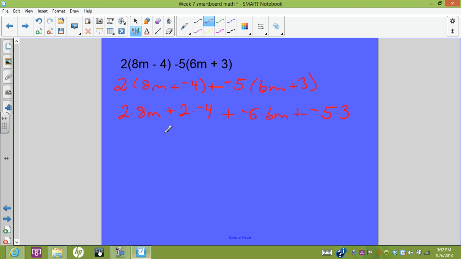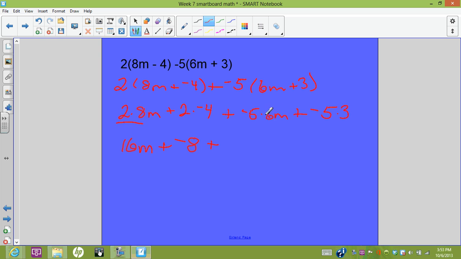I'm just doing things you already know how to do. Use the distributive property. It just so happens to be that it is a longer problem, and that's completely okay. So now I'm going to have to actually start doing some multiplication and simplifying this. 2 times 8m. I'm going to multiply the numbers to give me 16, and then it's going to have the m right there. Plus 2 times negative 4. Don't forget your rules of integers. A positive times a negative is a negative. So that's going to give me negative 8 plus negative 5 times 6m.